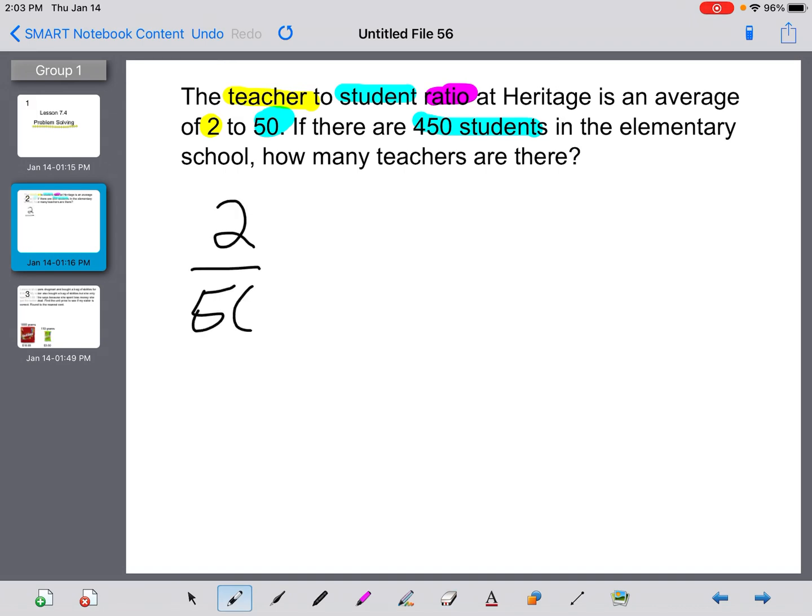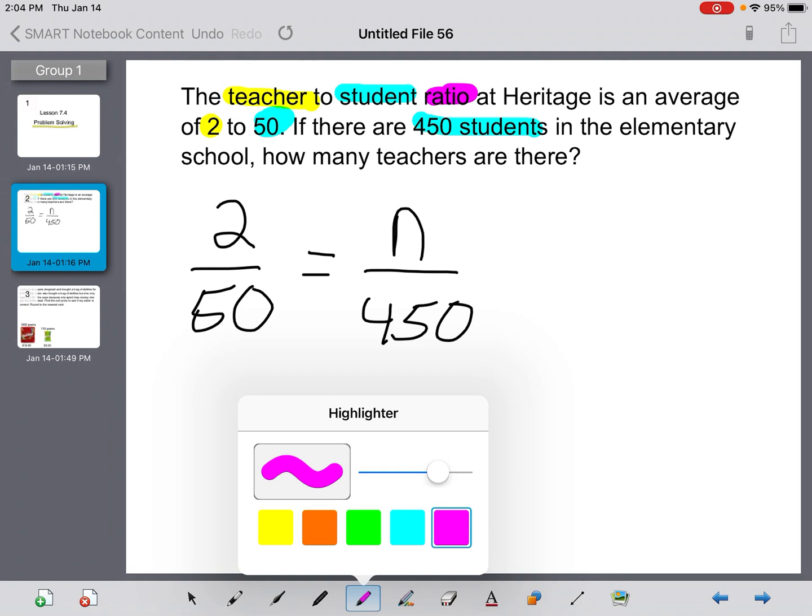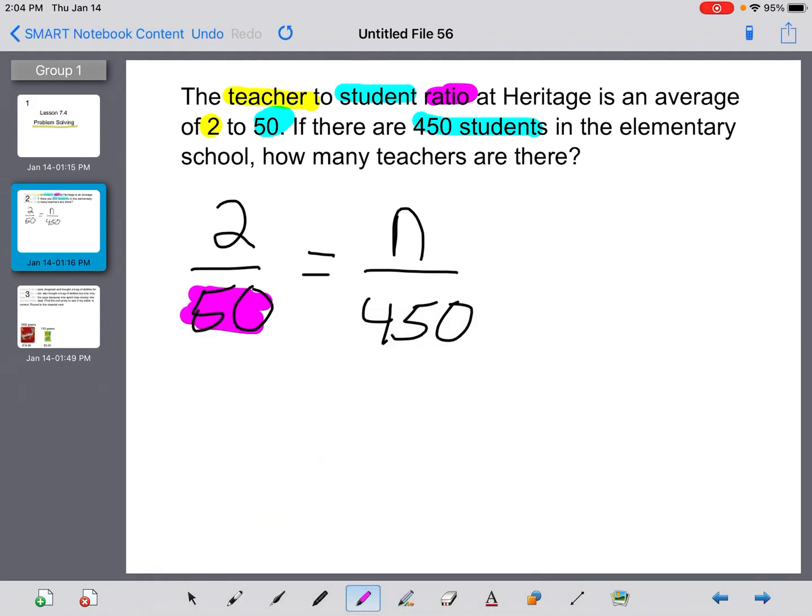The ratio is 2 to 50. That's the current ratio. So for every 2 teachers, there's roughly 50 students. But we know that we want to find an equivalent ratio. We want to know if there's 450 students, how many teachers are there? So I'm going to put the letter n here because that's the thing that we don't know. One thing I want to point out to you, grade 7, is this 50 represents students, which means over here, I also need my number representing students to be on the bottom. That's how equivalent ratios work. The same type of things are on the bottom, the same type of things are on the top.